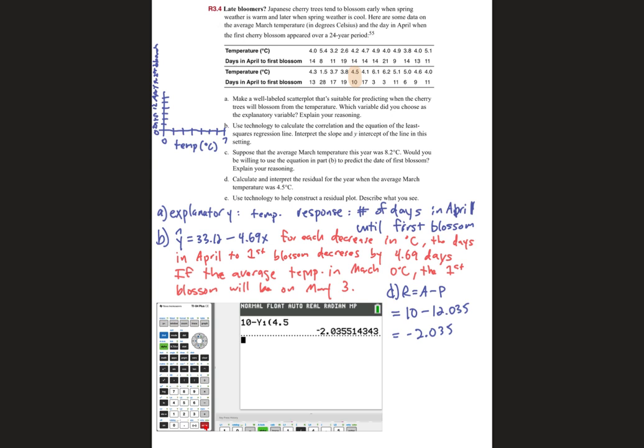Okay, and then they say to interpret the residual. So we'll just say that the least squares regression line overestimated the days in April to first blossom for an average March temperature of 4.5.